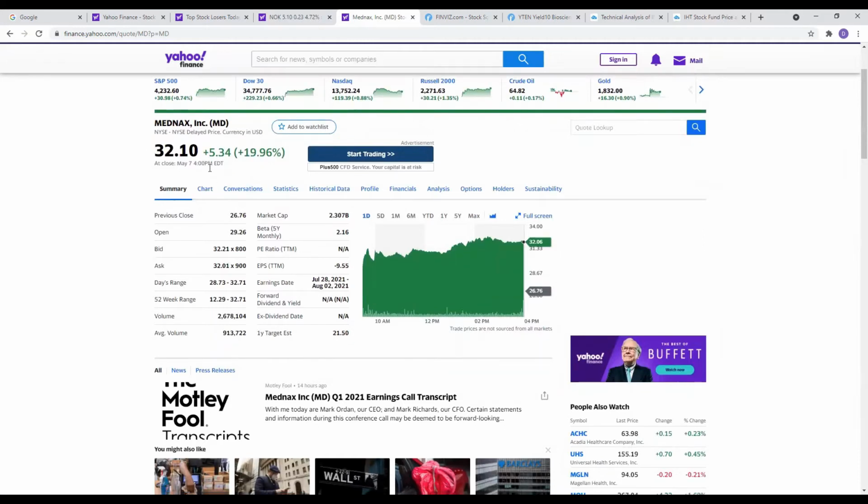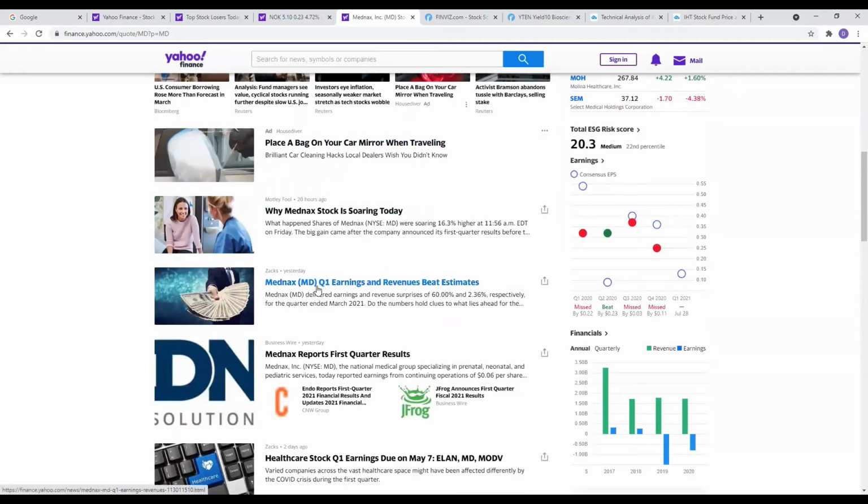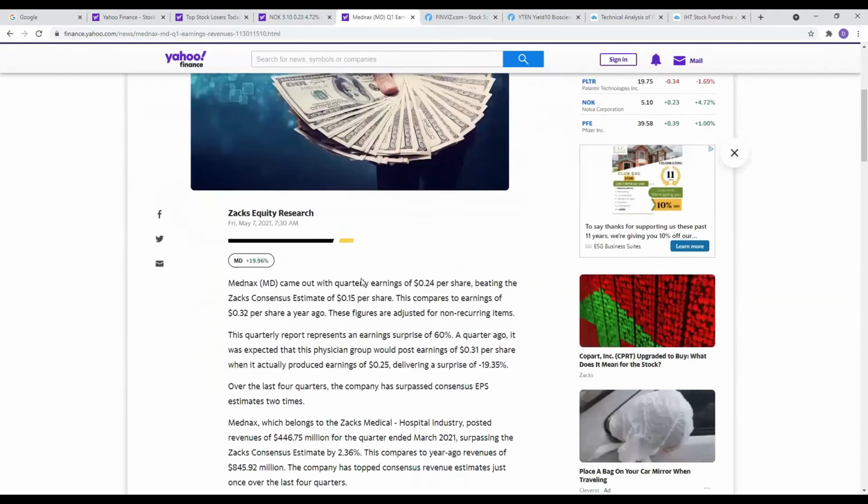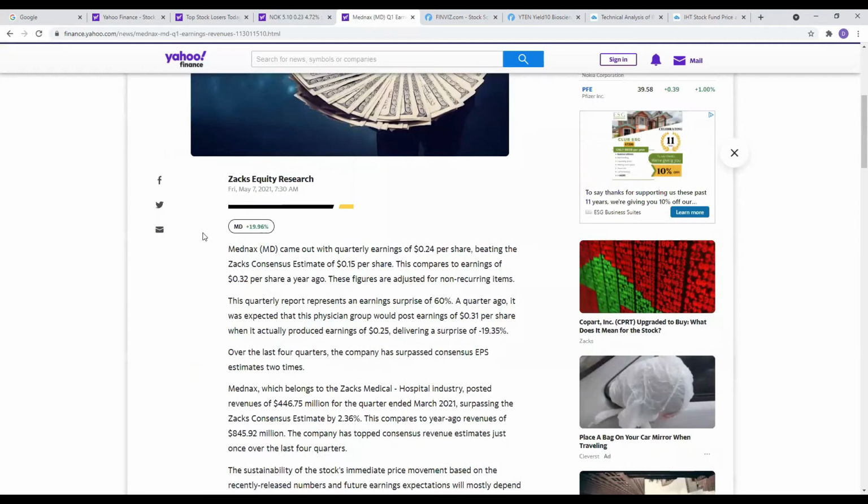Well, I can look at the news. Scroll down. I'm seeing the news. Mednax Q1 earnings and revenue beat estimates. This means that its earnings and profitability are higher than what was expected. I can click the article here and read it in detail, and the article will explain why Mednax stock prices are going up by more than expected. This gives me the news about this company's stock.